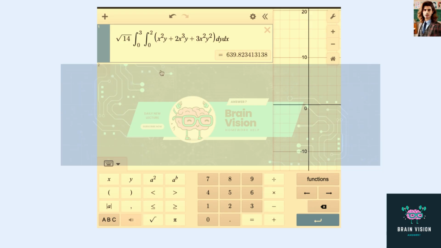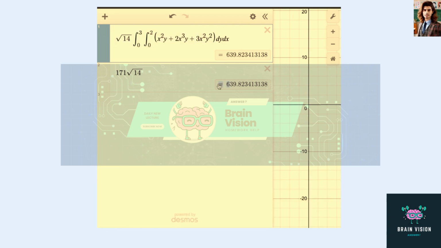More specifically, if we were to evaluate this integral one at a time, we would end up with 171 times the square root of 14. So we know that this right here would all evaluate to 171, and then the square root of 14 we had already found. And we notice that this matches what we already solved for, so we can be confident in our answer. And that's just how we do surface integrals, using potentially different formulas and solving for important elements in order to evaluate that integral.